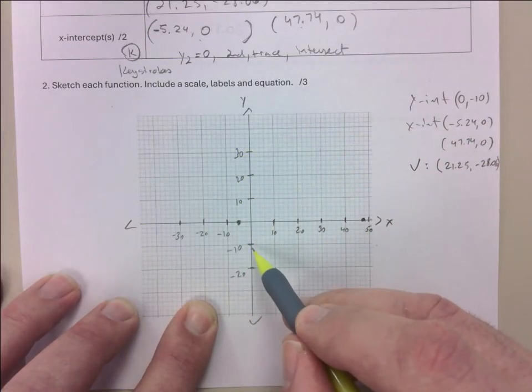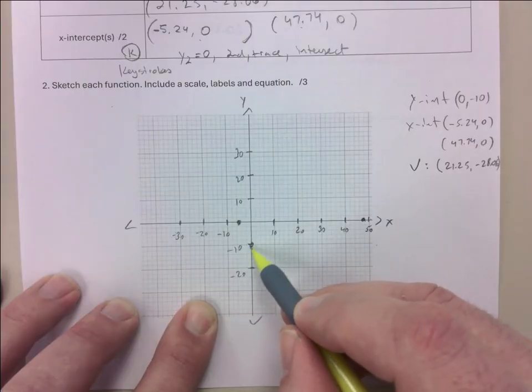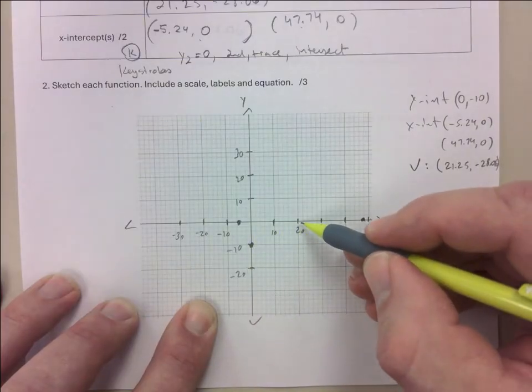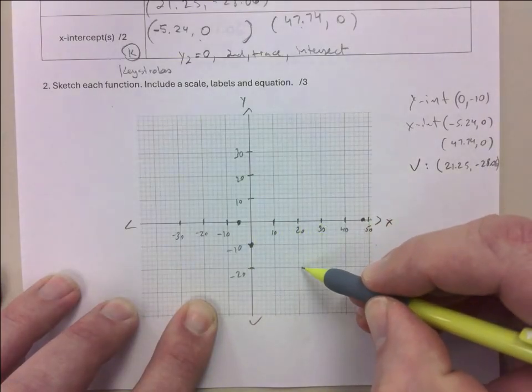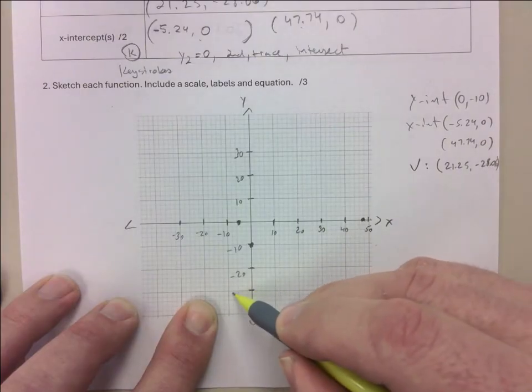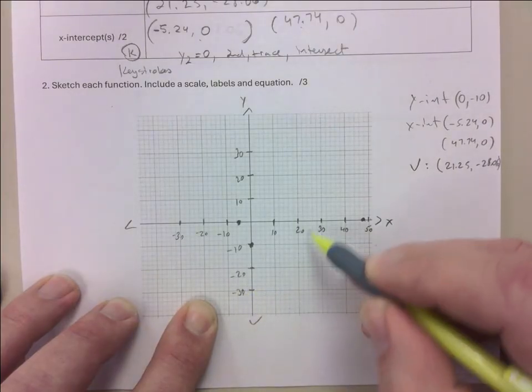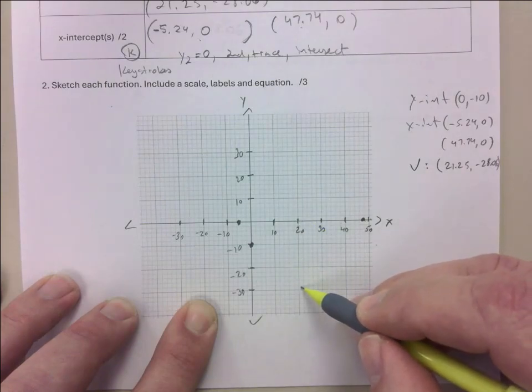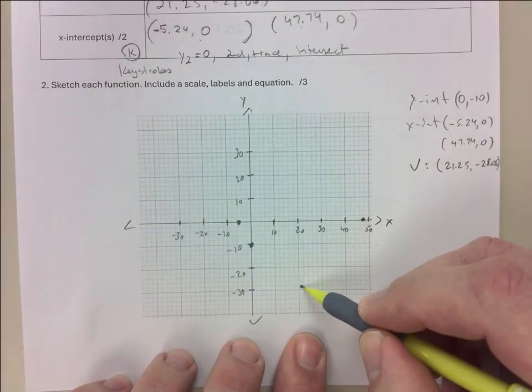So 0, negative 10 is right here, and the vertex is at 21, negative 28. So sorry, should have labeled one more. 21 is right there, negative 28 is right about there. So that's my vertex right there.